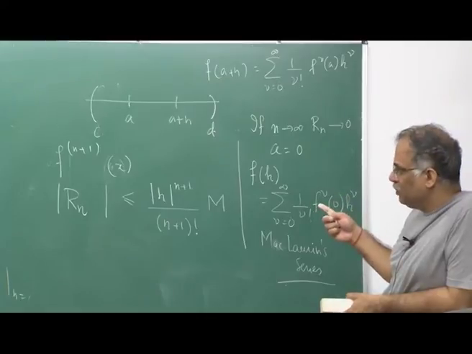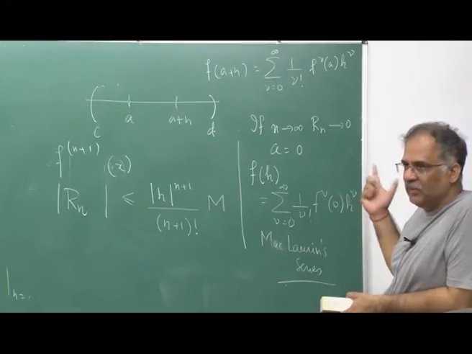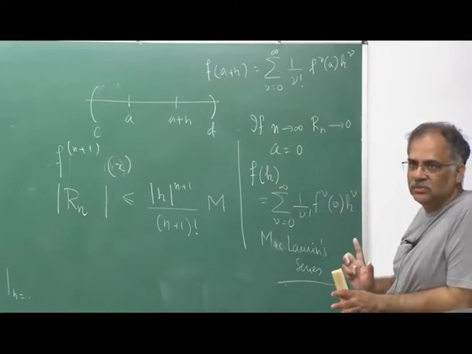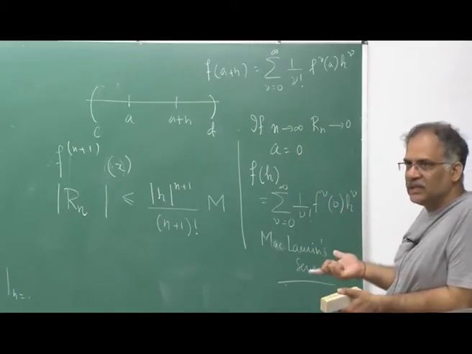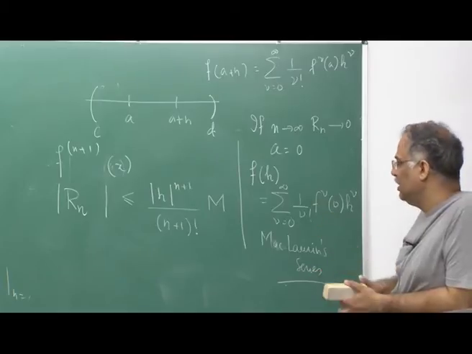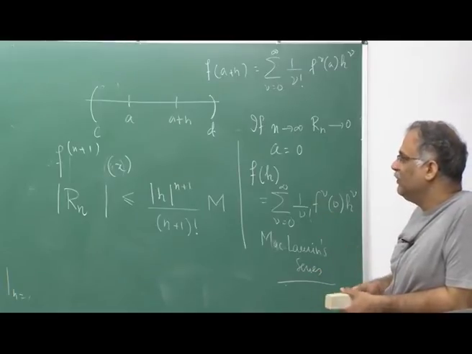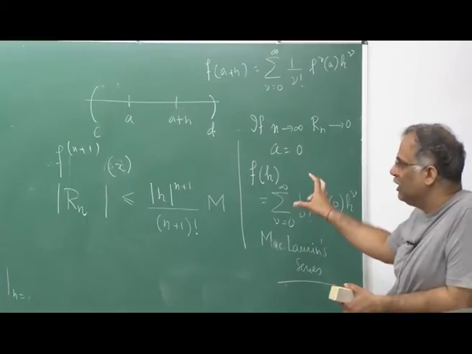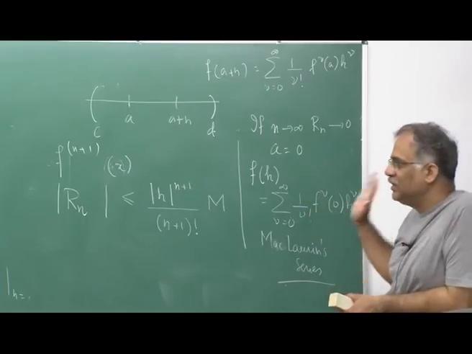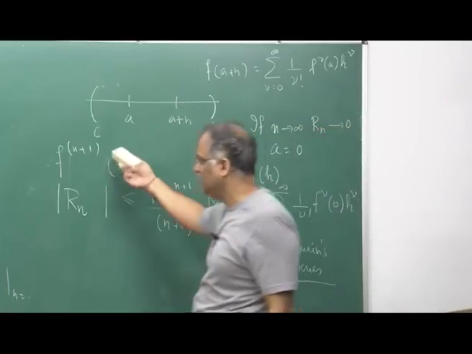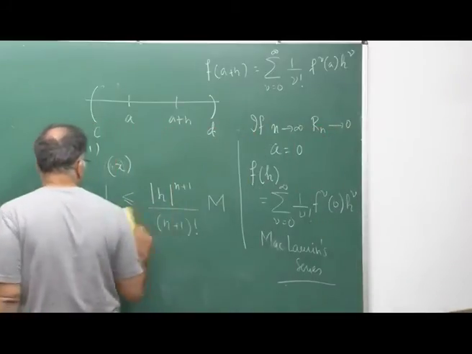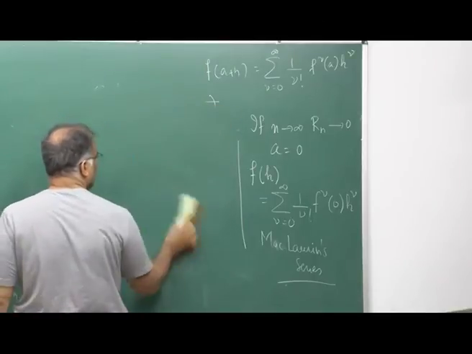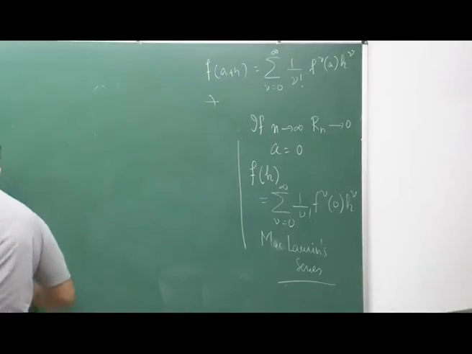And n plus 1 factorial also blows up, but whether it goes faster than h to the n plus 1 to 0 or not, we do not know. That depends on the specific example, specific situations. So we have only proved that Rn can be bounded by a function of h; that is the only thing we can show. So let us take a very important example, the exponential series e to the power x. I am rubbing all these things off.